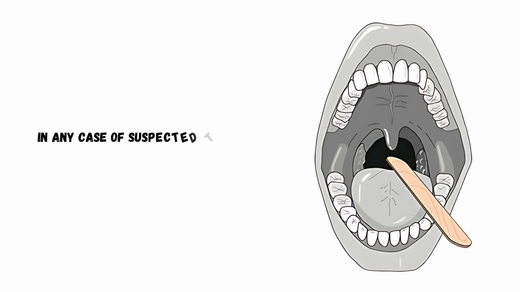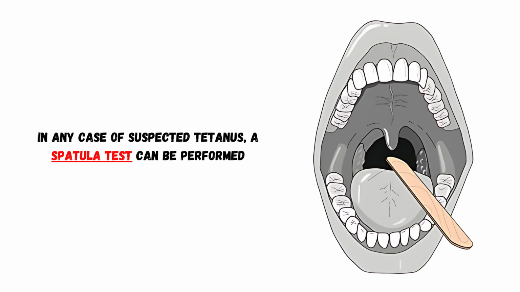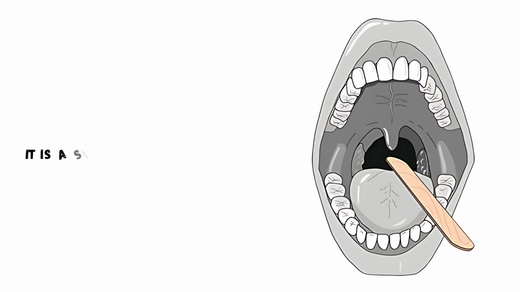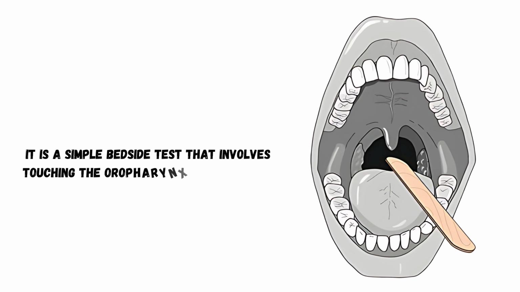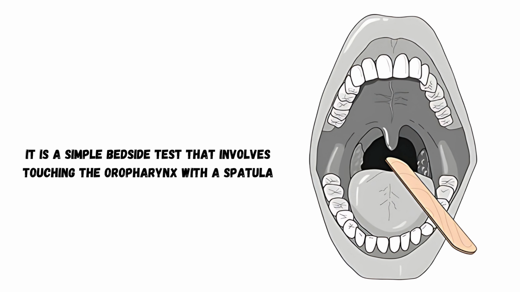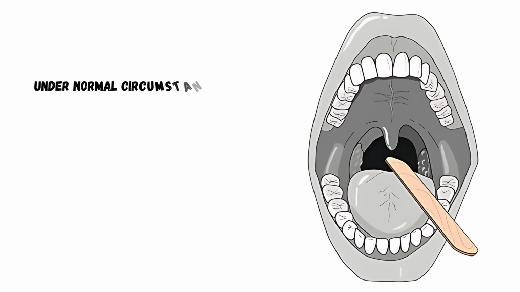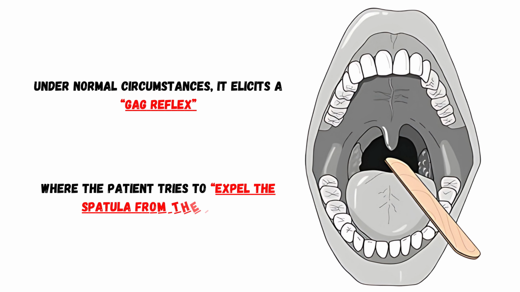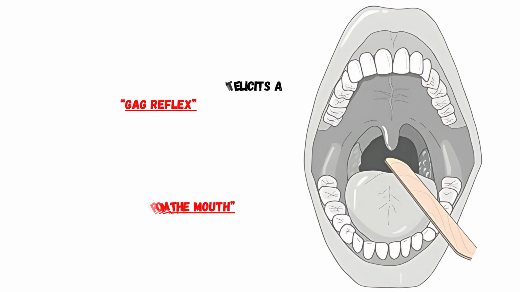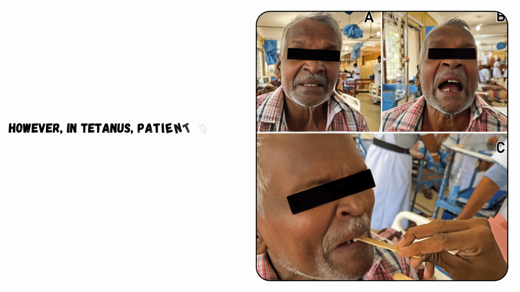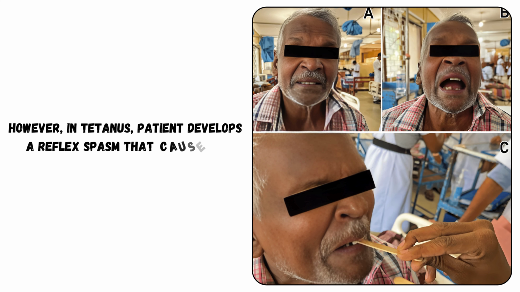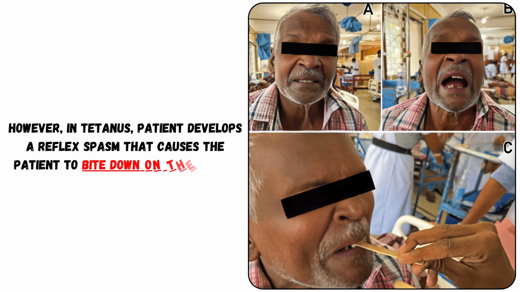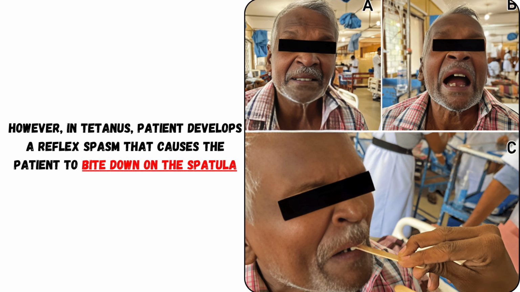In any case of suspected tetanus, a spatula test can be performed. It is a simple bedside test that involves touching the oropharynx with a spatula. Under normal circumstances, it elicits a gag reflex, where the patient tries to expel the spatula from the mouth. However, in tetanus, the patient develops a reflex spasm that causes the patient to bite down on the spatula, as you can see in this picture.